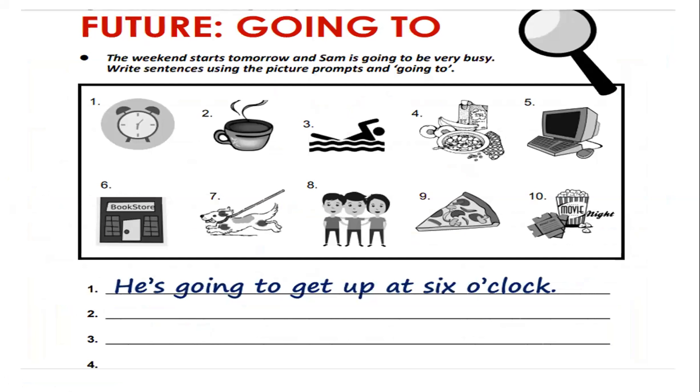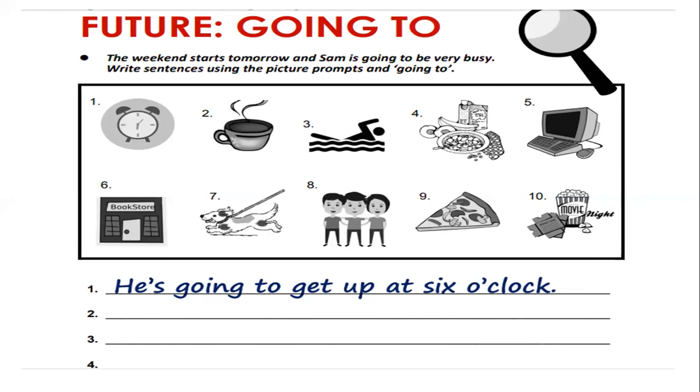So I have here an example. I have like 10 drawings. And the description says, the weekend starts tomorrow and Sam is going to be very busy. Write sentences using the picture prompts and going to. So I have pictures 1, 2, 3, 4, 5, 6, 7, 8, 9, 10. And for sentence number 1, I say, he's going to get up at 6 o'clock. So for the pictures, I need volunteers, 9 volunteers from 2 to 10 to say what's going to happen tomorrow with Sam. So who wants to continue with number 2?